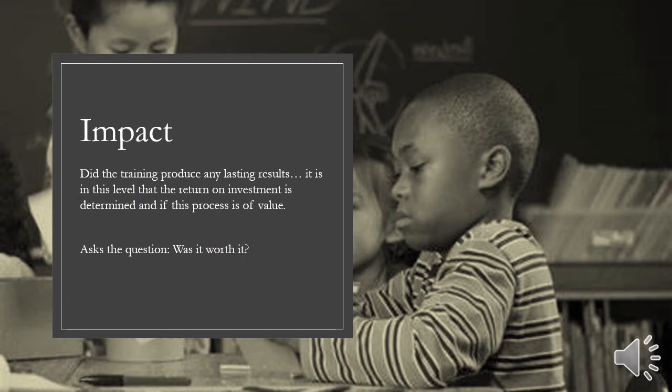And in the final phase of the Kirkpatrick evaluation model is impact. Did the training produce any lasting results? It is in this level that the return on investment is determined. If the process had any value at all, the teacher should ask themselves at this point, was it worth it? Was there any value in teaching this material? This is an important stage in determining what comes next.